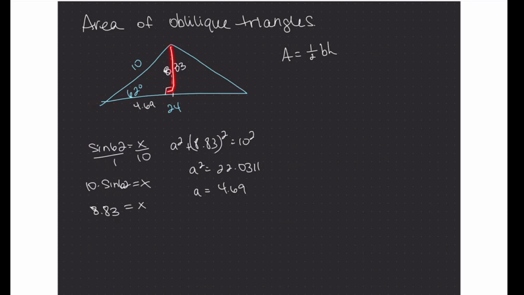So now you can find the area of that triangle, right? So you'd have area equals 1/2. Our base would be 4.69. Our height would be 8.83. Plug that into our handy dandy little calculator. And we end up getting, I think it's like 20.706.